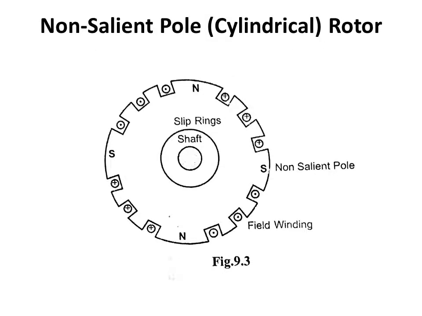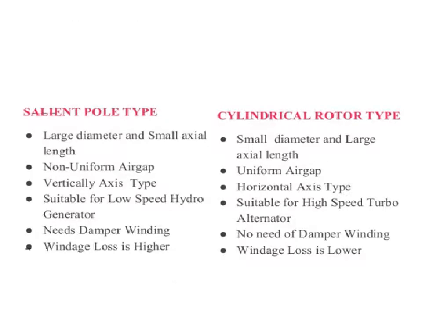What are the advantages? One more is non-salient. Here there is no projecting part from the structure. North and south poles are placed in a cylindrical structure along with the field winding. So there is no projecting part. What are the differences between these two?